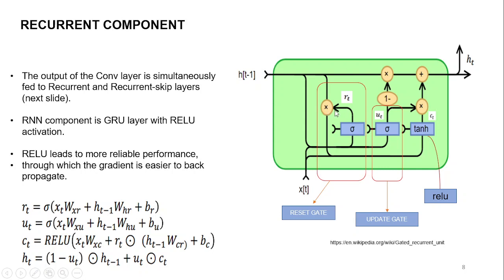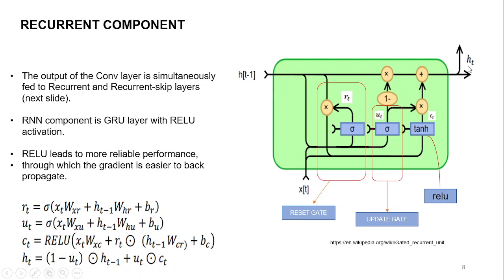And also for the current candidate state, for X_t, an element-wise operation is done here with the matrix of the reset gate, and also concatenated with the previous hidden state. And as is shown here, the weight of the input matrix is given as W_xc. The weight of the previous hidden state is given as W_hc, and where b_c is the bias.